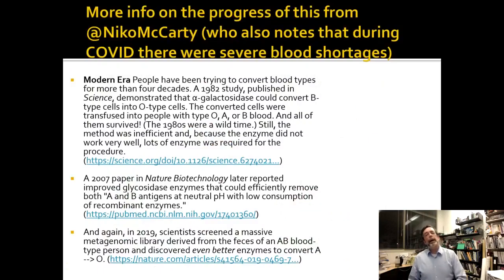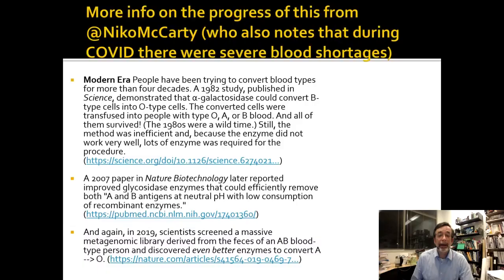So I got this from a poster online who talks about the reason why the need for this became even more apparent during COVID, because there were severe blood shortages. And he has a little history of people trying to convert blood types. There's a 1982 study that used just a regular old galactosidase that would convert B-type cells into O-type cells. And it actually worked. If you applied this enzyme and cut those sugar bonds, it would actually make O-type blood that could be given to anyone, and people with all of them.